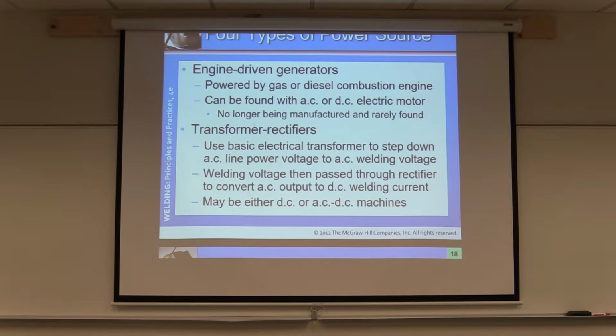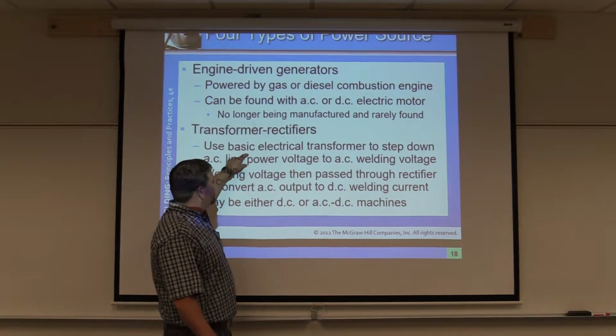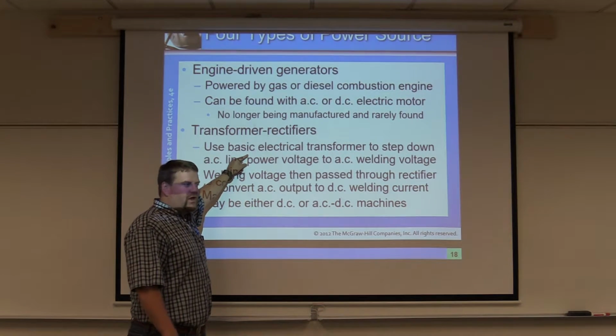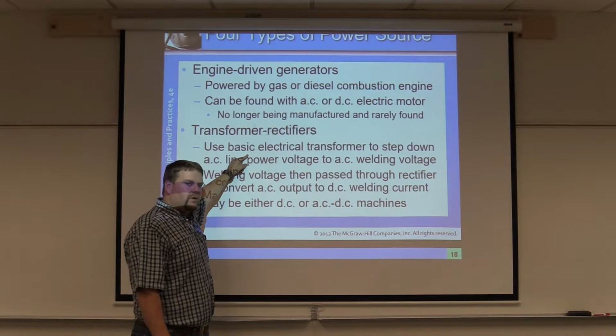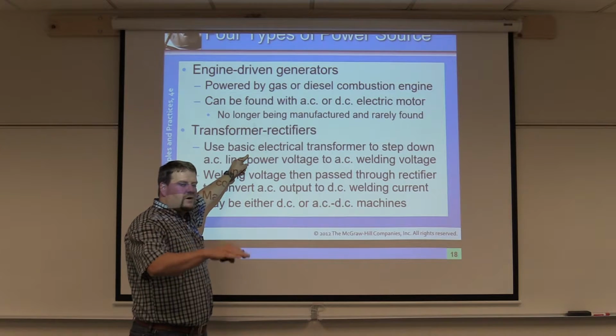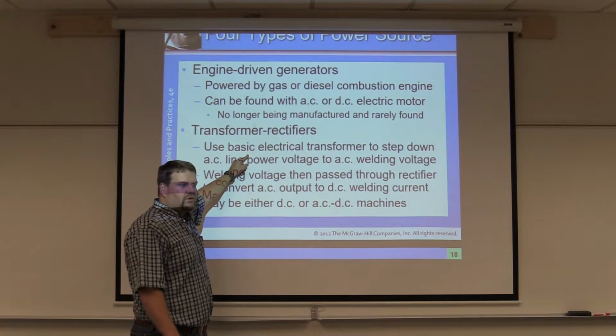Transformer rectifiers. They use basic electrical transformers to step down AC line power voltage to an AC welding voltage. So let's say our line power voltage outside is going to be 7,200. We don't have 7,200 volts in the wall, do we? No, it goes through a transformer process to step it down to 120 volts so that we can plug most of our appliances in, because that's a safe working voltage for residential homes and businesses.